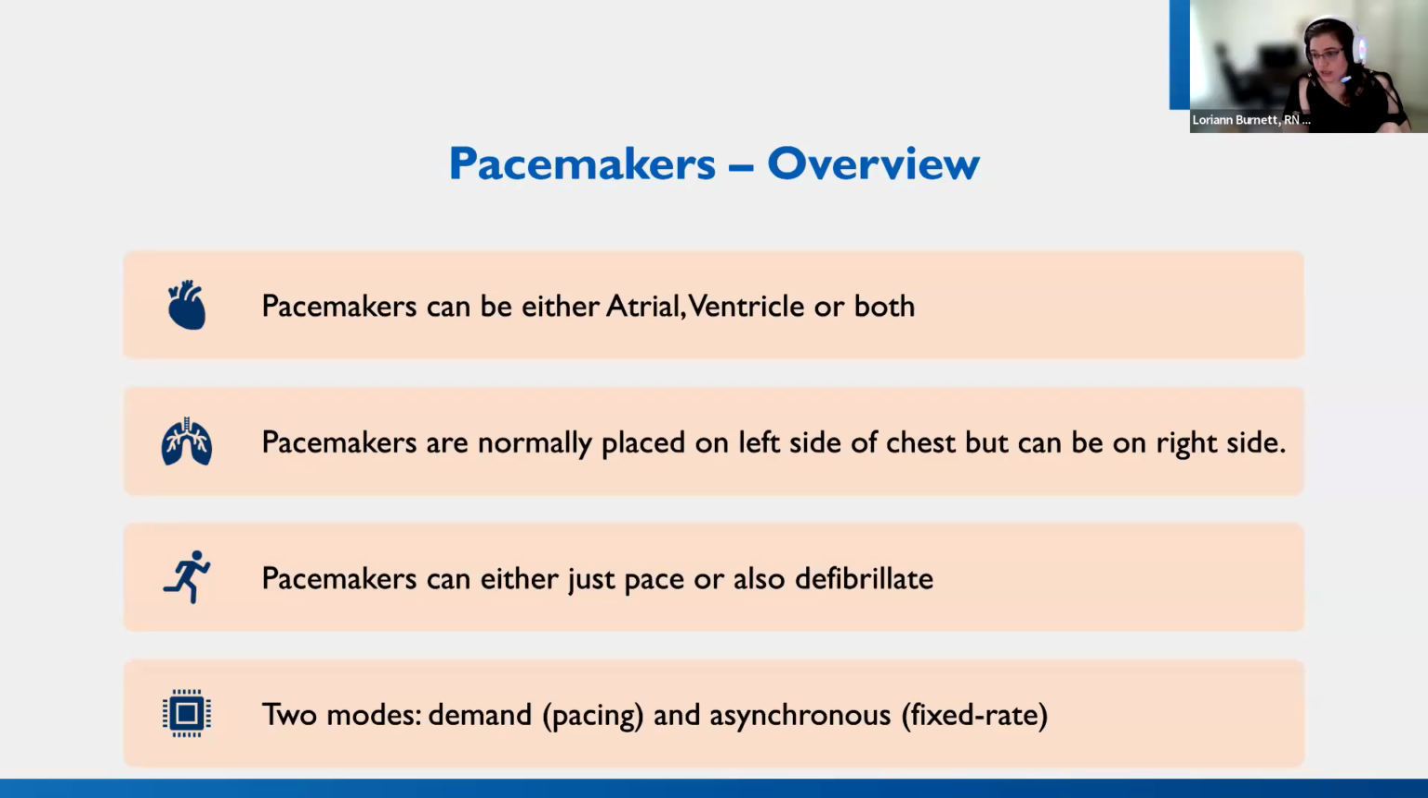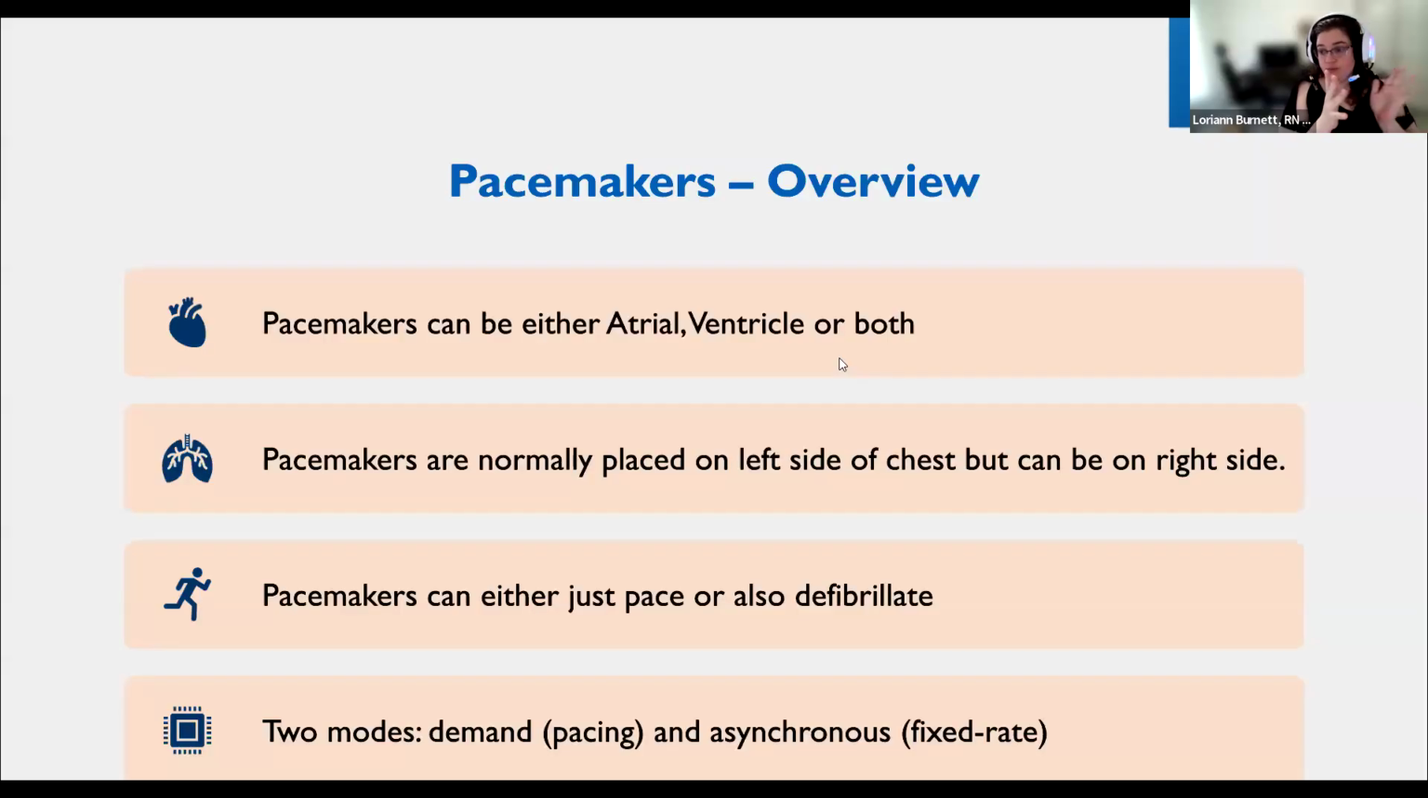My asynchronous or fixed rate is the heart is going to beat exactly at whatever the doctor programmed it, 65. And so there is going to be a pacer spike and then heartbeat immediately. My demand pacing is going to have a range. So as long as they're between 60 and 80, if it drops below 60, there'll be a shock to kind of reset them. If it goes above a certain limit, it'll be a shock to reset them. So it kind of has a range.